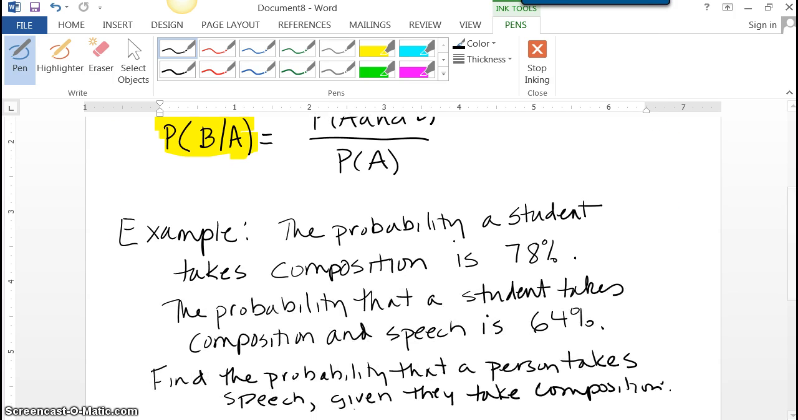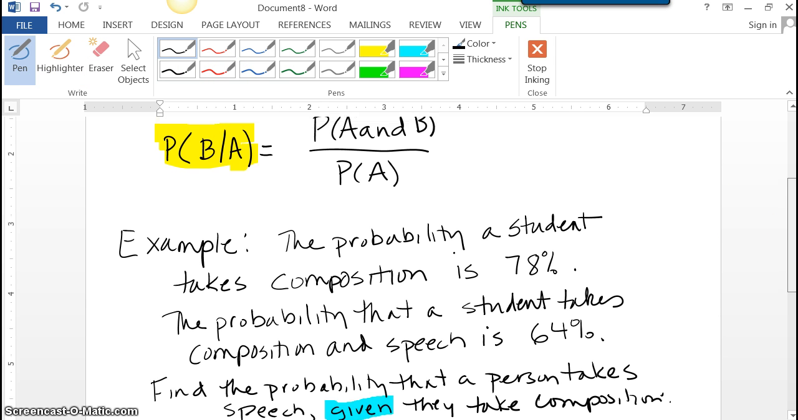The probability that a student takes composition is 78% at a certain school, and the probability that a student takes composition and speech is 64%. Now the question is, find the probability that a person takes speech given that they take composition. This given part creates a conditional question. The condition is we're only looking at the people who take composition, and we're trying to figure out, of those people, what's the probability they will take speech.